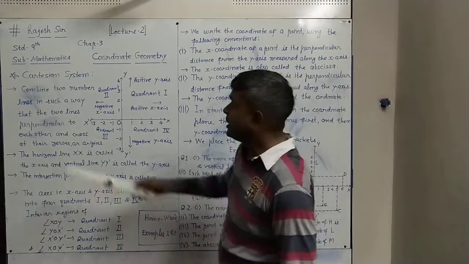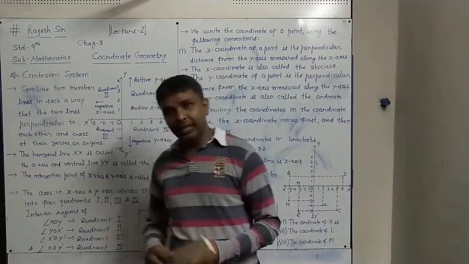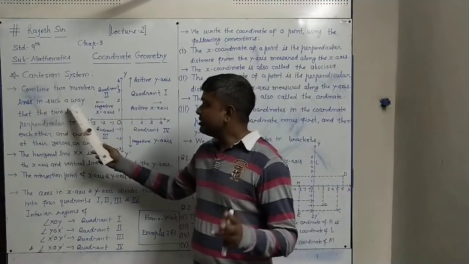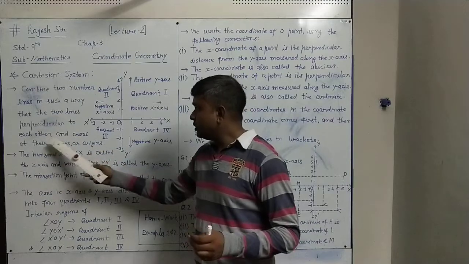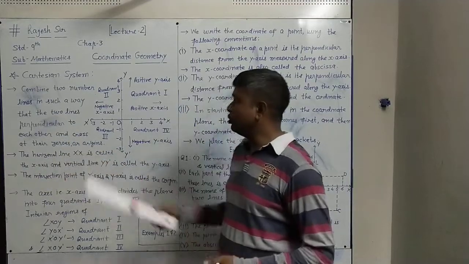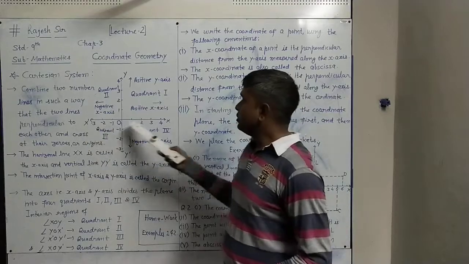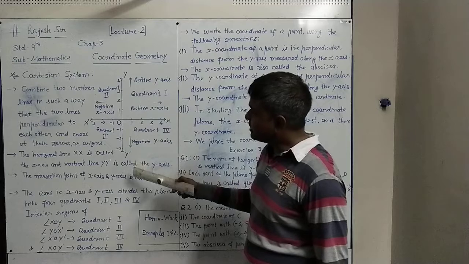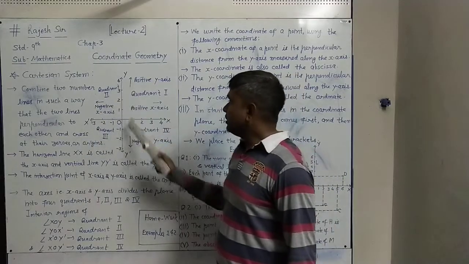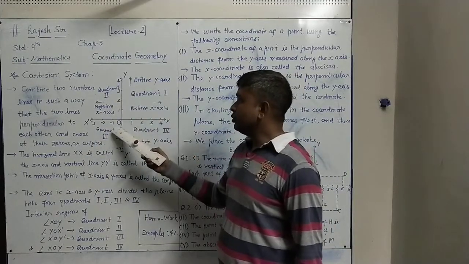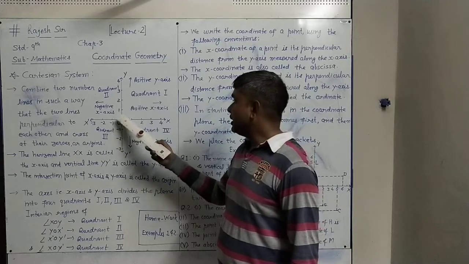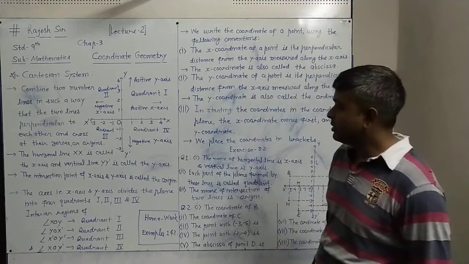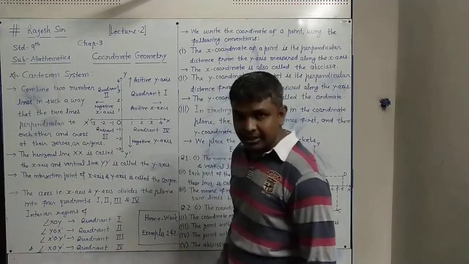So we have defined the Cartesian system having those two lines. In this, we combine the two number lines in such a way that the two lines are perpendicular to each other and cross at their zeros, or origins. Here we have shown one number line as X'X, the other as Y'Y. They intersect each other at origin O, and they are perpendicular to each other. That way we combine the two number lines. This is called the Cartesian system.